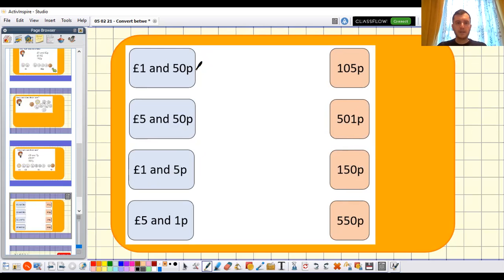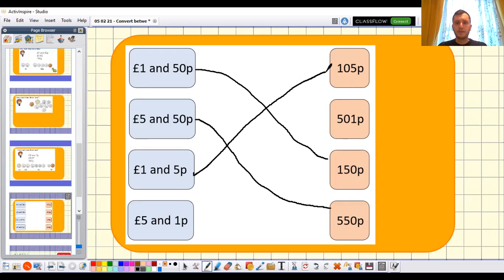So £1 and 50 pence. I know that £1 is 100 pence. So 100 plus 50 is going to be 150 pence. Next one, £5 and 50 pence. I know £5 is equal to 500 pence, plus the extra 50, that is 550 pence. £1 and 5p, that's 100 plus 5, which is equal to 105. And lastly, £5 and 1 pence, which is the same as 500 pence plus 1 pence, which is equal to 501 pence. Oh, my line's going a bit to the wrong place there. There we go.